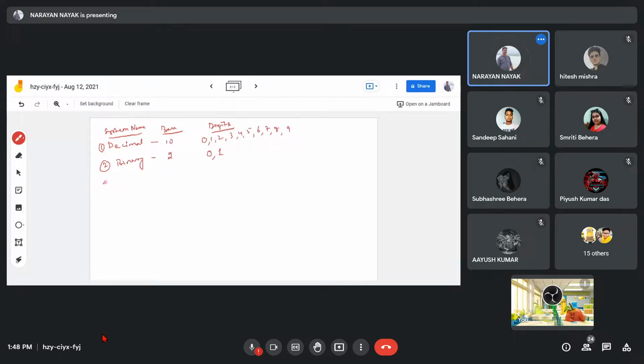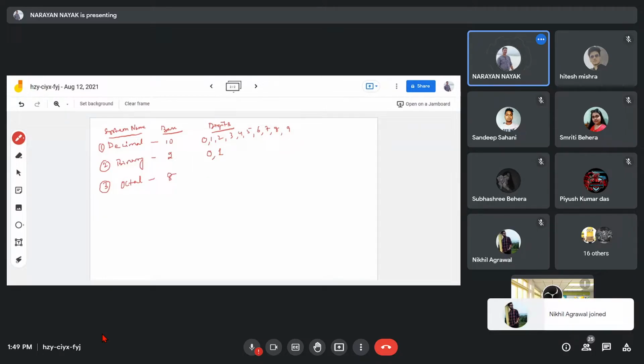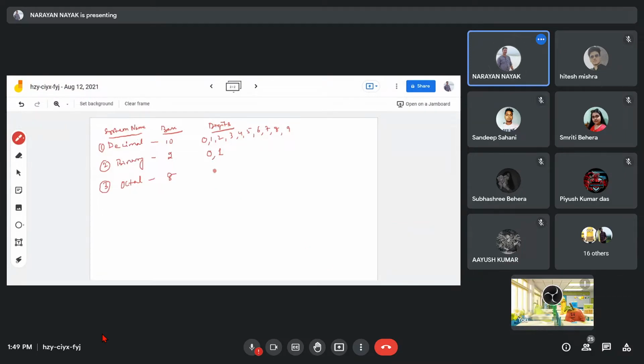Similarly, the third one is the octal. Octal, the base is 8. So what are the digits we are taking? The digits are 0 to 7, that is 0, 1, 2, 3, 4, 5, 6, 7.